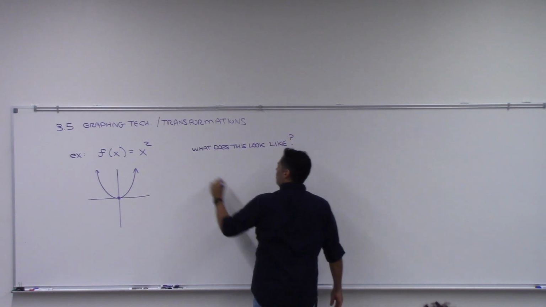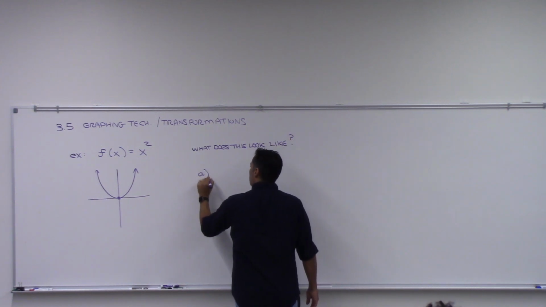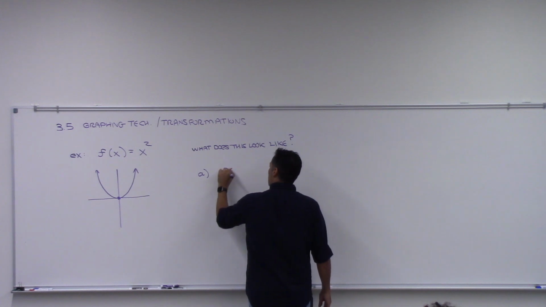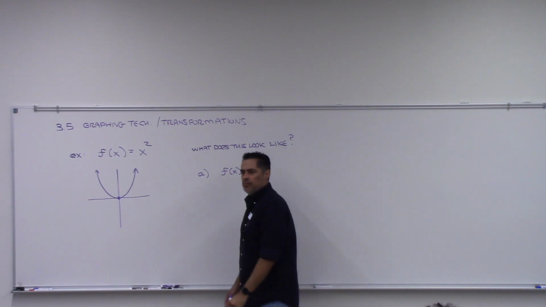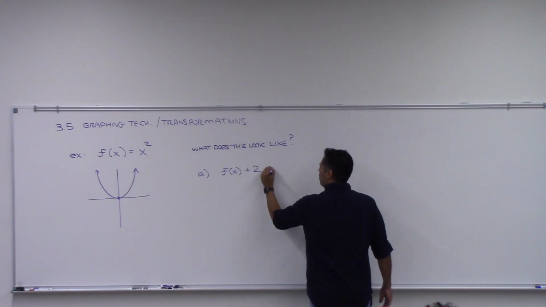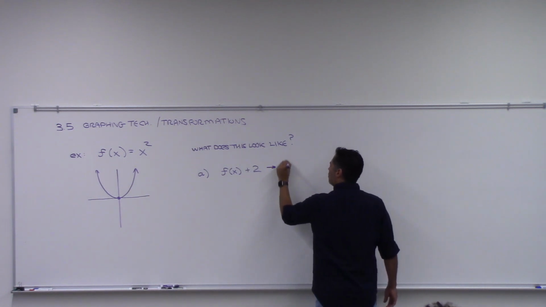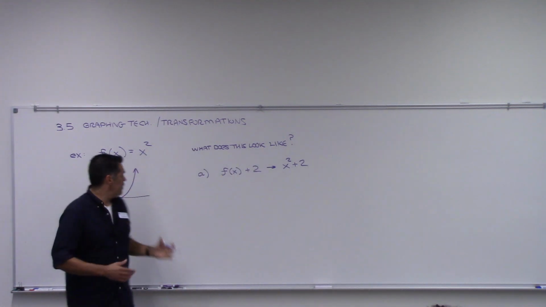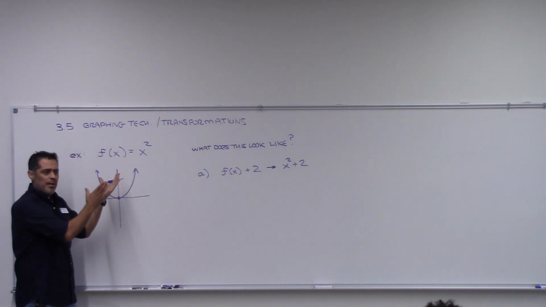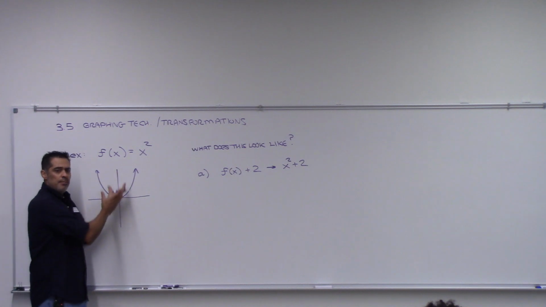So I'm going to do a couple of parts here. Part A, what would that function look like if I added 2 to it? In other words, what would happen if I took x squared and added 2? What would happen? Move the whole graph up 2. That's what would happen. You just take this whole picture and move it up 2.